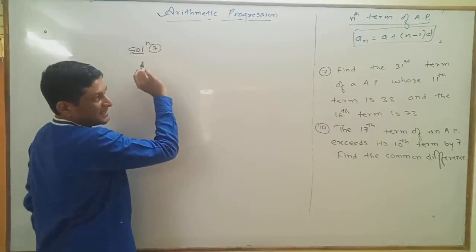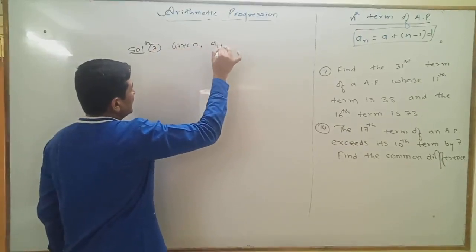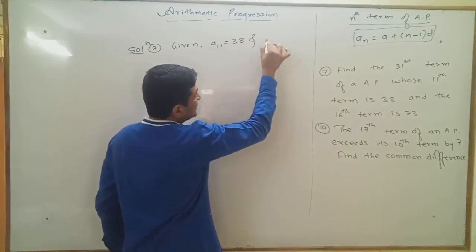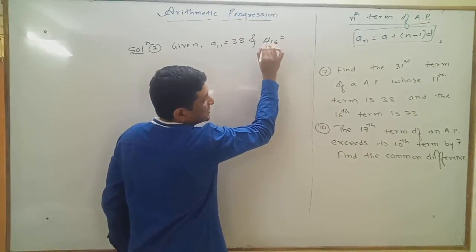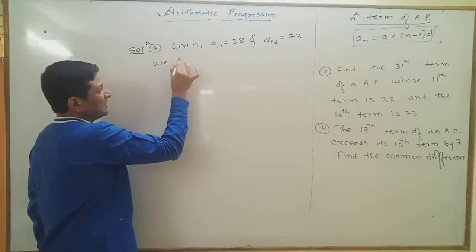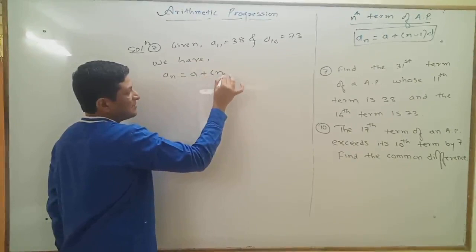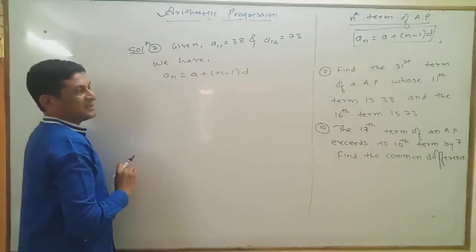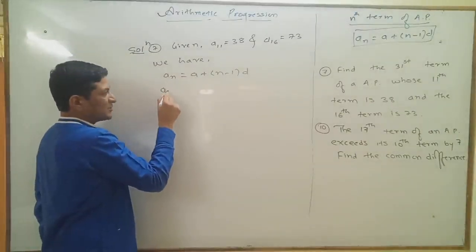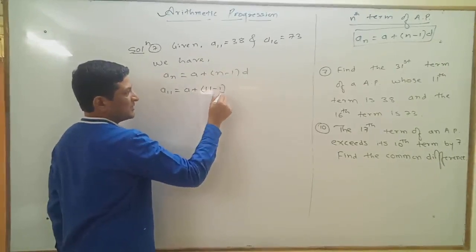In the 7th example, the given conditions are, so first write out the given conditions. A11, meaning the 11th term, is equal to 38 and the 16th term, a16, is equal to 73. Two terms are given to us. We have one formula to find the nth term, that is an is equal to a plus n minus 1 into d. Since a11 is given to us, we are replacing n by 11. So a11 is equal to a plus, here also replace n by 11, 11 minus 1 into d.